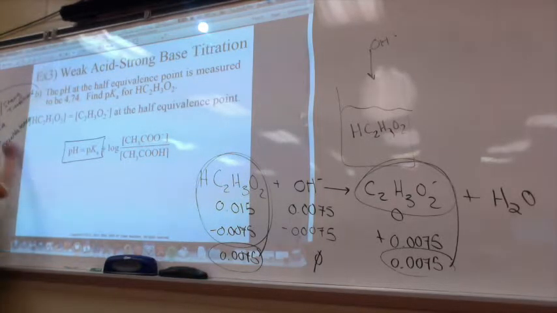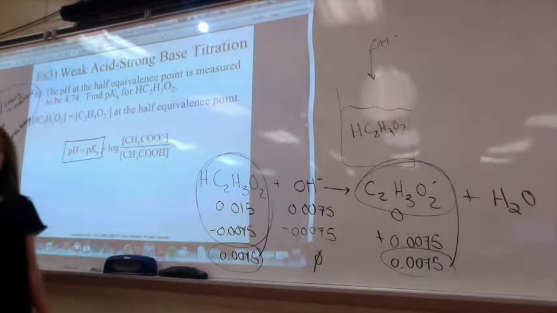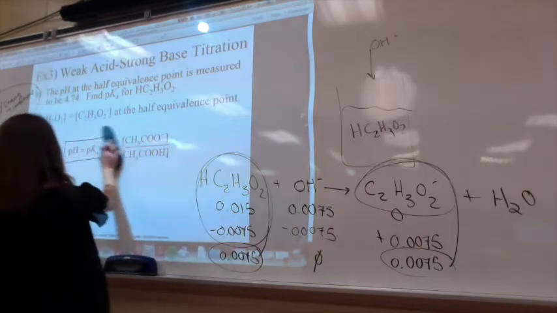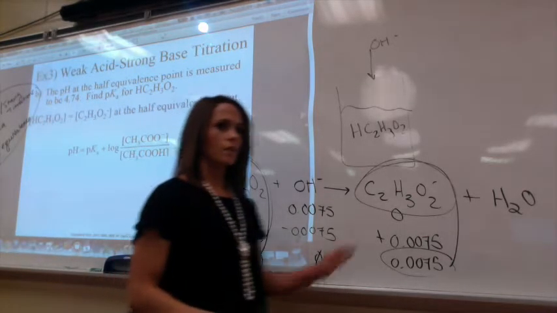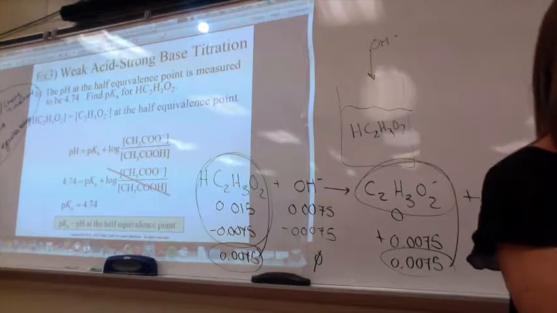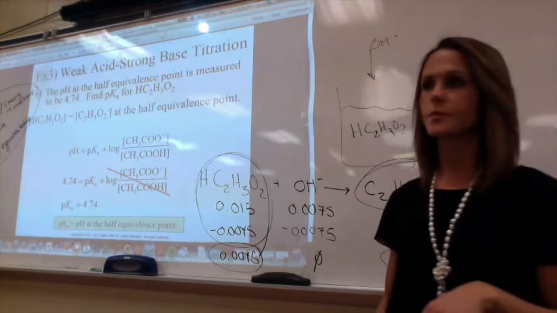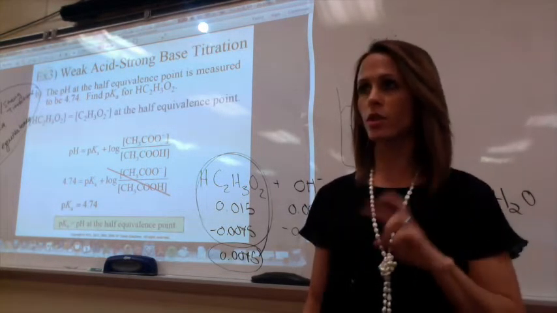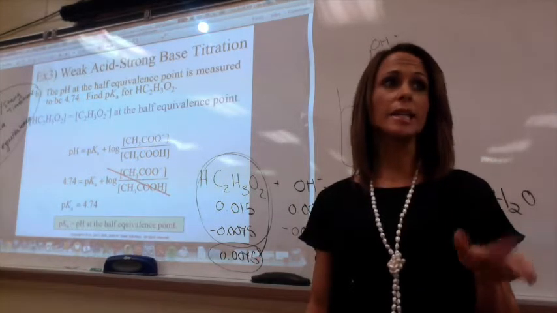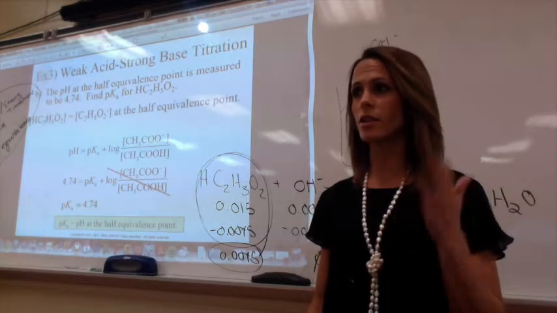So we're going to keep that in mind as we solve all of our problems with the weaks and the strongs. So pH is equal to the pKa at the half equivalence point. Always true for a weak-strong system. Even if it's a weak base with a strong acid being titrated in.